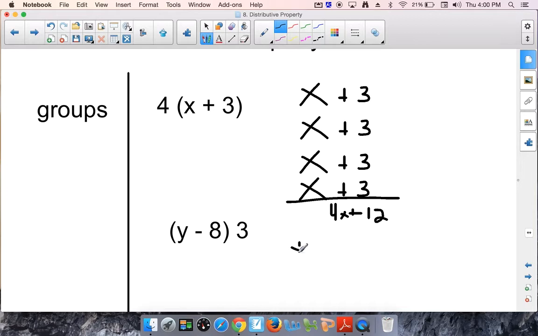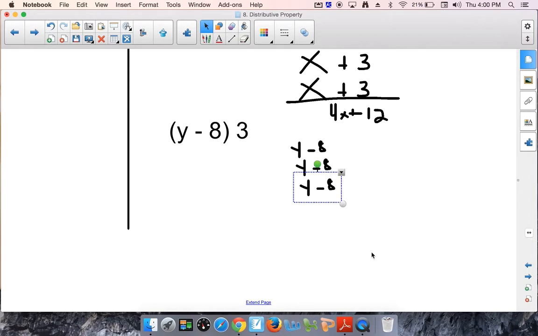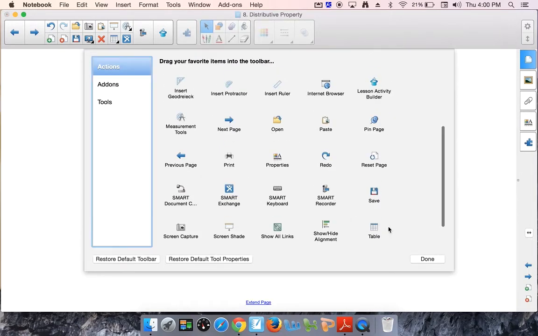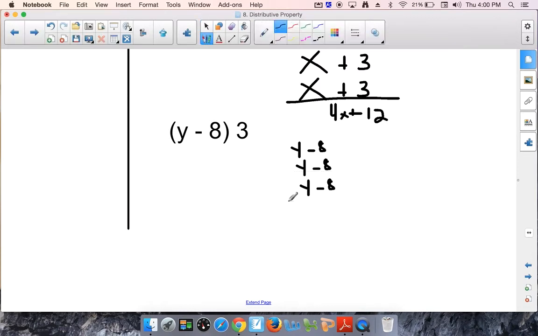So you'd have y minus 8, and now we'd have 3 of them. So there's 1 y minus 8, there's 2, and there's 3. Again, we finish this out. Sorry that happened. We would have 1, 2, 3 y's. We would just bring down the minus sign right now. And 8 and 8 and 8 is 24. So our answer would be 3y minus 24.